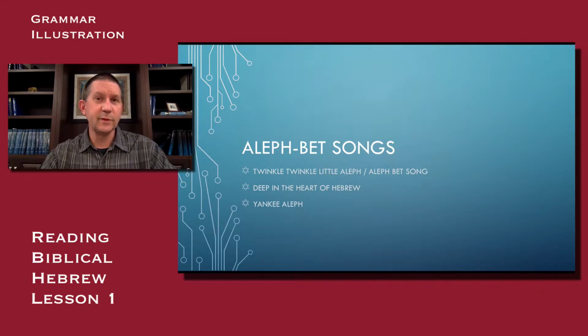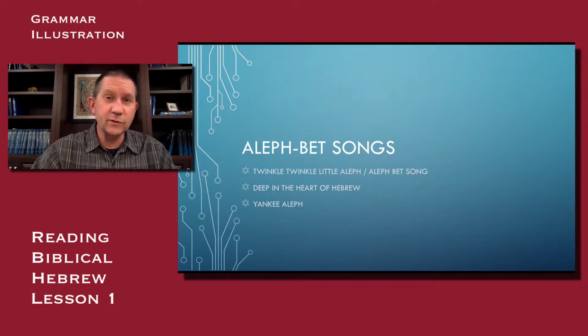A good way to commit something to memory is to put it to music. Here are 3 different songs that you can choose from as a way of studying the Hebrew alphabet.